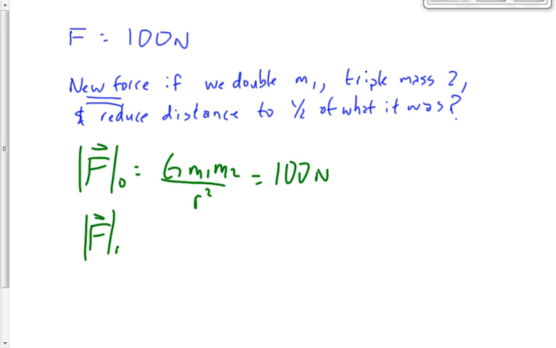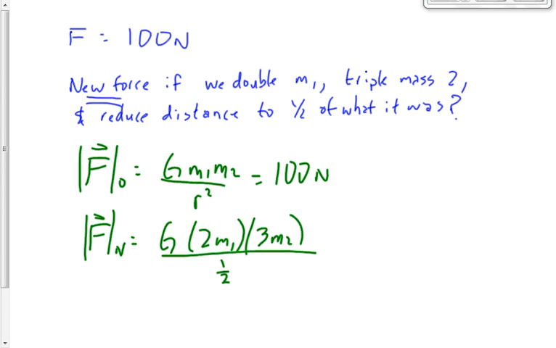My new force after I make my changes, well, G doesn't change, right? It always stays the same, 6.67. But M1 does. M1 is doubled, so it becomes 2M1. Mass 2 is tripled, so it becomes 3M2. And the distance that separates them is cut in half. So instead of being R, it's 1/2 of R. And we can't forget to square everything. Not just the R, but the 1/2 as well.